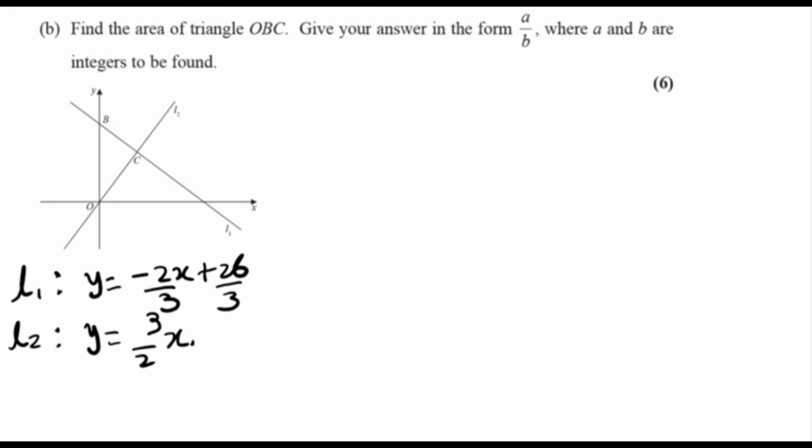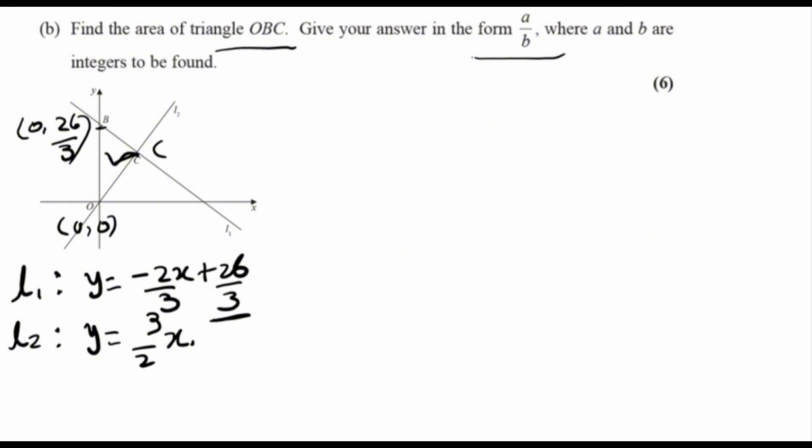Let's move to part B. We have to find the area of triangle OBC and we have to give the answer in the form of A over B. Now we know the equation of line L1 and L2. So how are we going to use it? We have to find the area of this triangle. We know the coordinate of O, which is (0, 0) because it's the origin. If I find the coordinate of B, which is the y-intercept of line L1, I can see this is (0, 26/3).